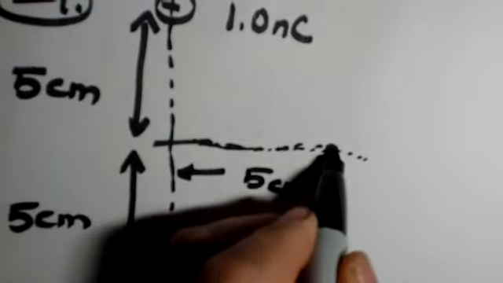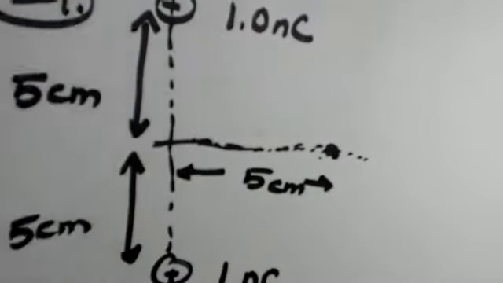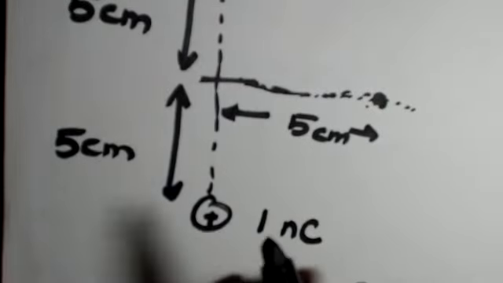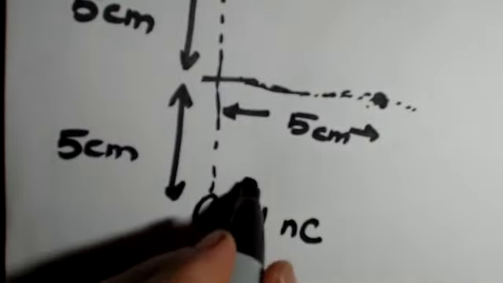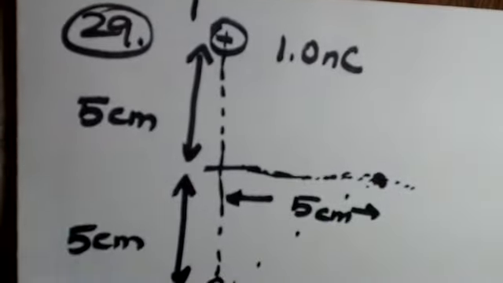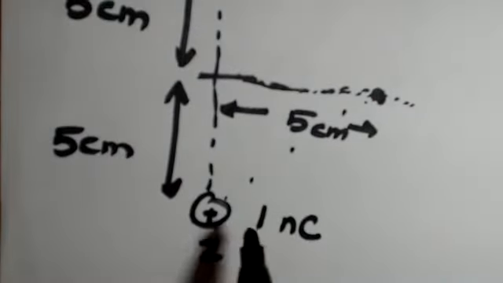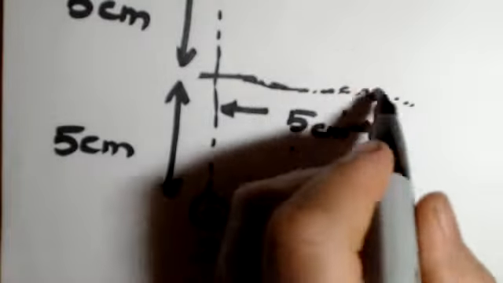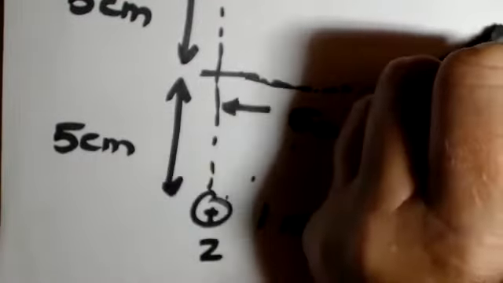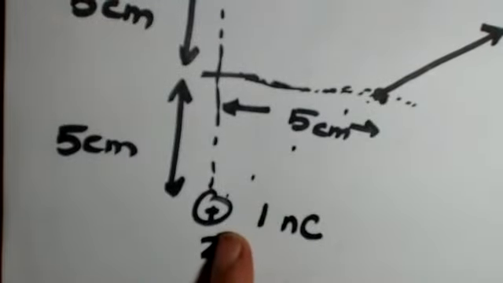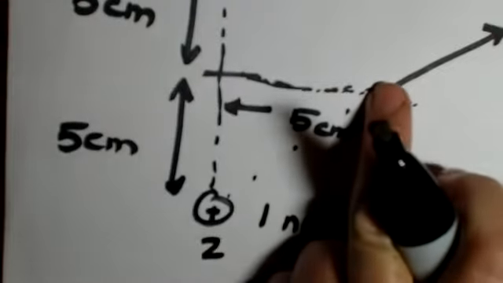So I want to find the field at this point due to these two charges. Positive charges, their fields point outward. So if I imagine a line connecting these charges, and I'm going to call this one 1 and this one 2, what that means is the field would point along this line. So up here at the point that I'm interested in, that field's going to point up like that. So that's going to be E2. It's going to point away from the positive charge, and it's going to be along the line connecting it to the point that I'm interested in.